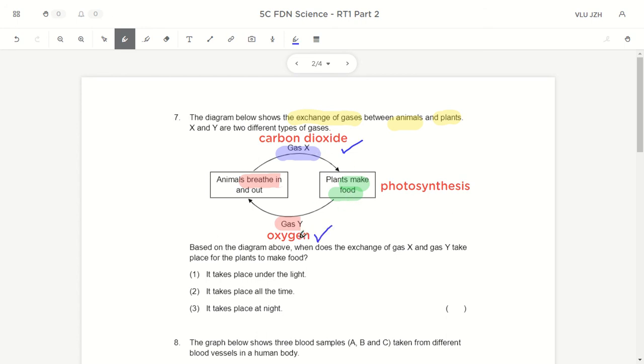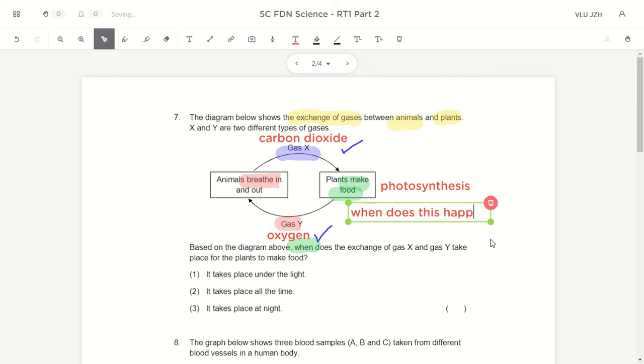Based on the diagram above, what time does the exchange of gas X and Y take place for plants to make food? Okay, when does this thing happen? They're asking you basically, let me write this down. When does this happen? When does this process, this cycle, happen?